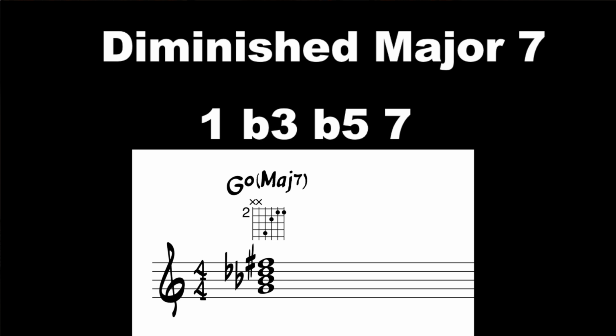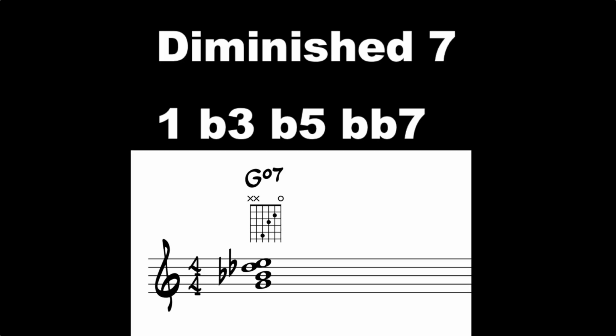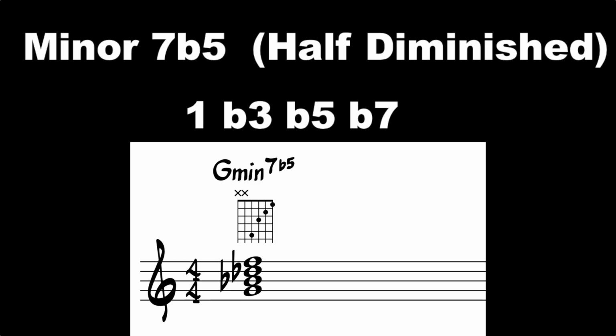But, you know, if you can't get it down here, it's not the end of the world. I'm just telling you this to clarify the differences between different types of diminished chords, because there are a few of them, and a lot of times people get confused with what name means what. So just to quickly reiterate, diminished major 7th is 1, flat 3, flat 5, major 7th. Fully diminished 7th is 1, flat 3, flat 5, double flatted 7th. And then half diminished, which is the same as minor 7 flat 5, is 1, flat 3, flat 5, flat 7.